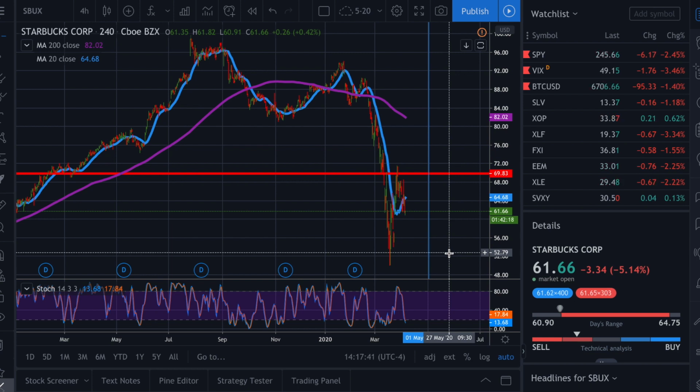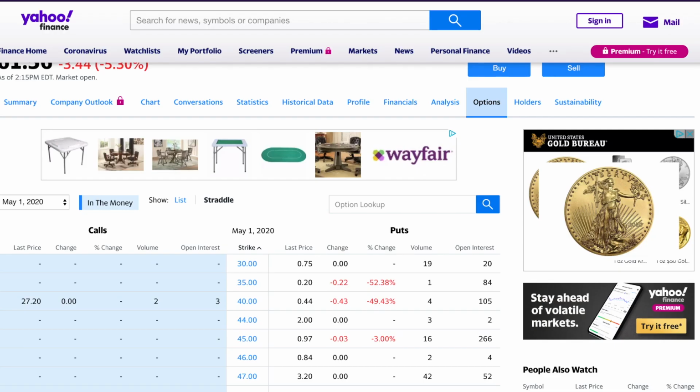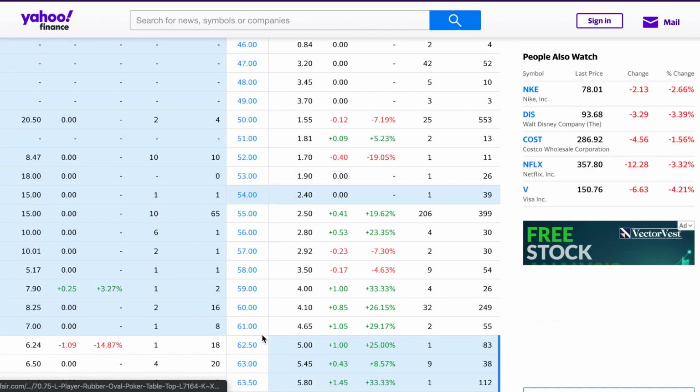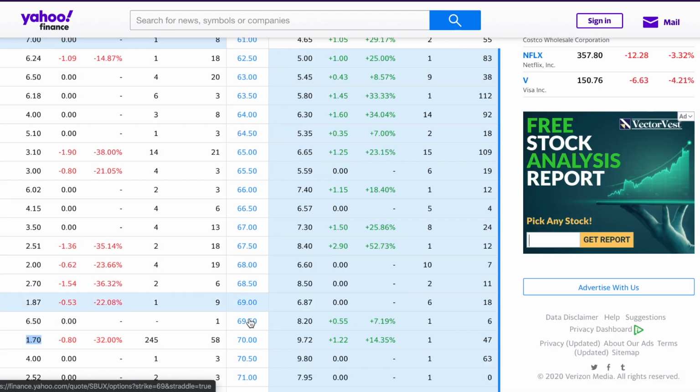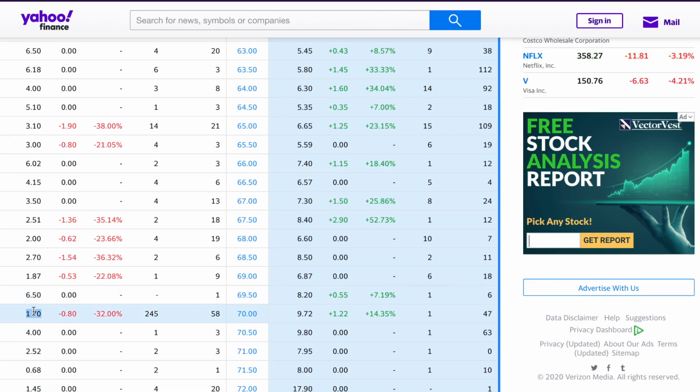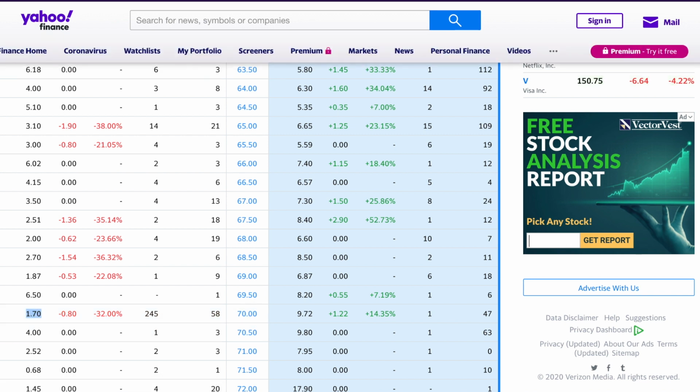So instead of spending $6,000, whatever it would be, to buy 100 shares of Starbucks, you can just buy this option contract here for $170. And that will give you the exposure to Starbucks' stock for a fraction of the price. You're paying $170 versus $6,000 for that option.